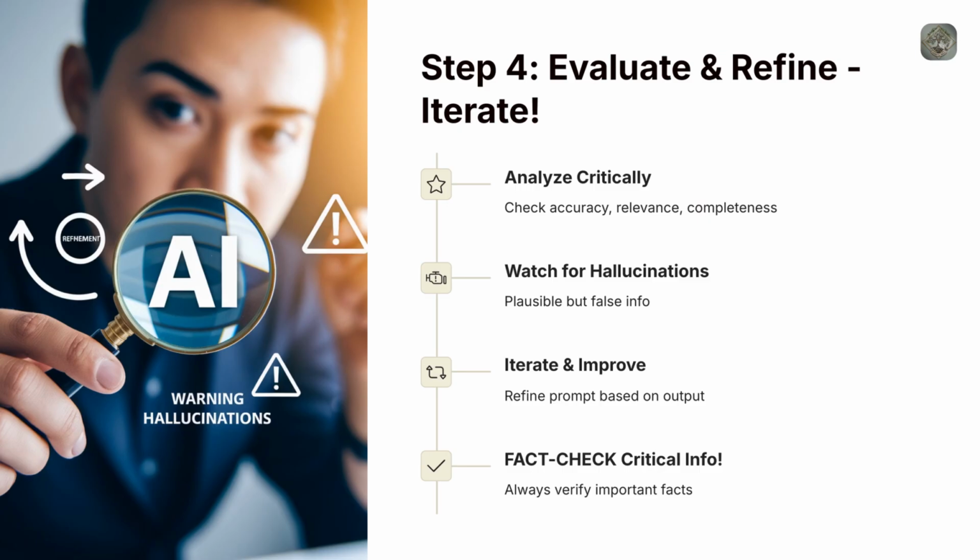Step 4 is critical. Evaluate and refine. Never blindly accept the AI's first response. Analyze it carefully. Did it meet your goal? Is the format right? Is it accurate, logical, relevant? Crucially, watch out for AI hallucinations, plausible but false information. If the output isn't right, iterate. Refine your prompt and follow-up messages. Add detail, correct errors, ask for simplification. And always fact-check any critical information from external sources.